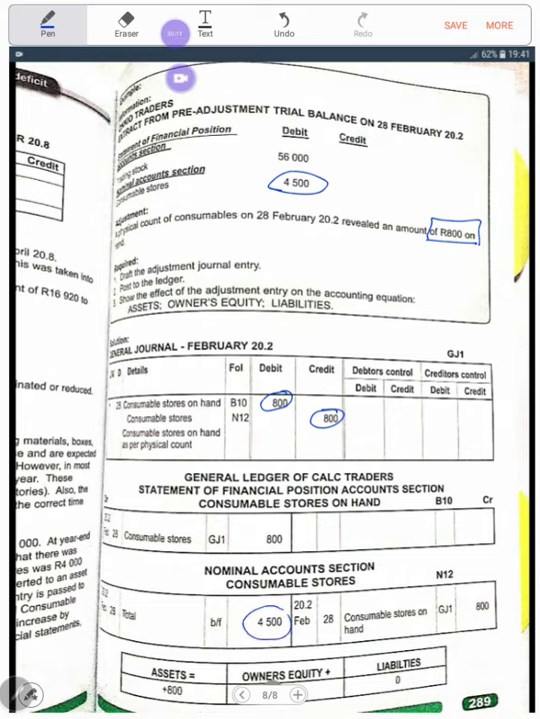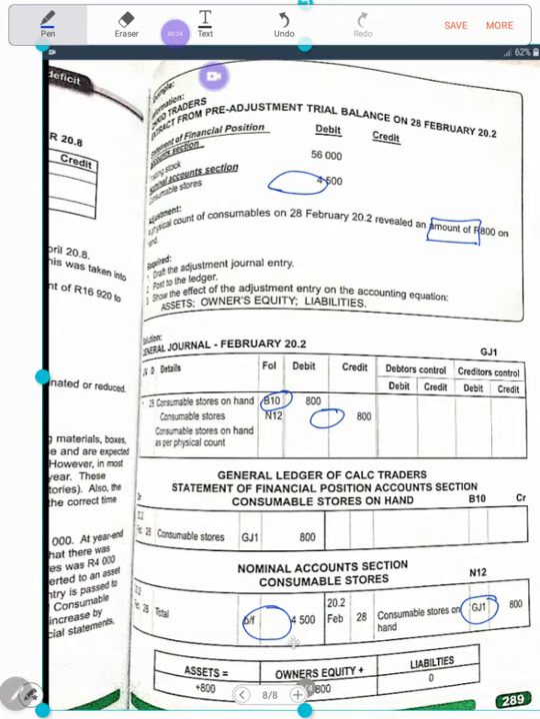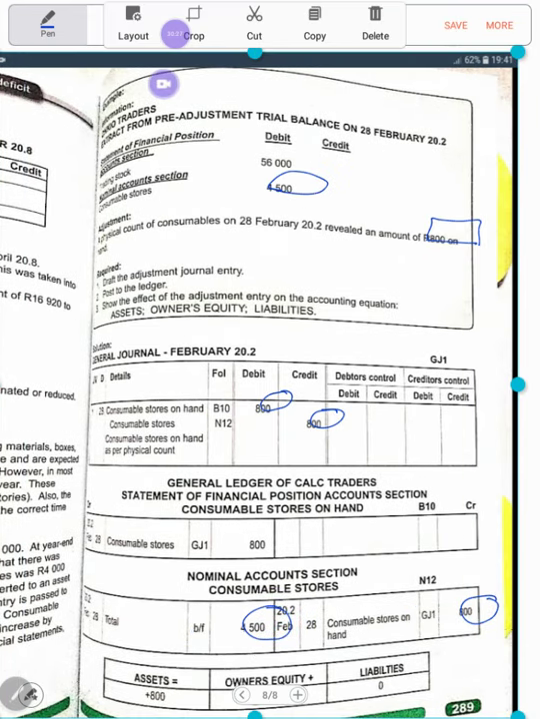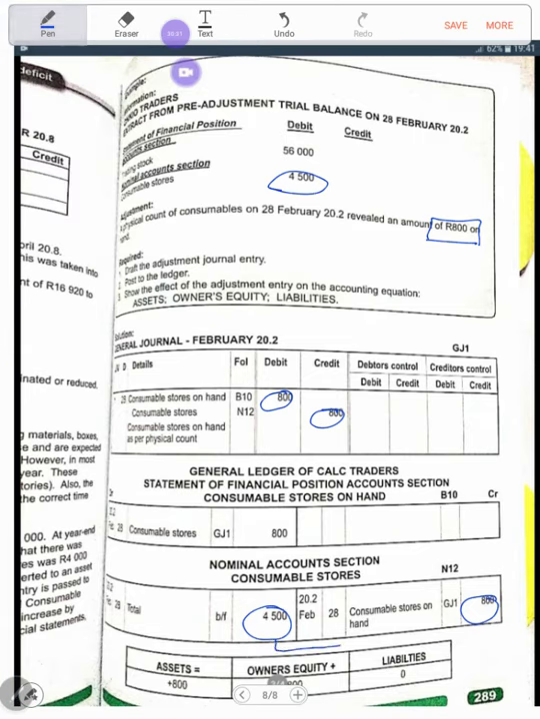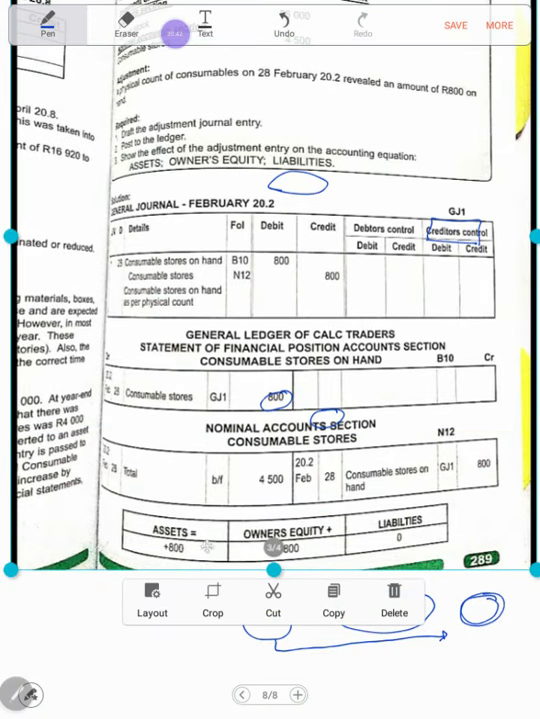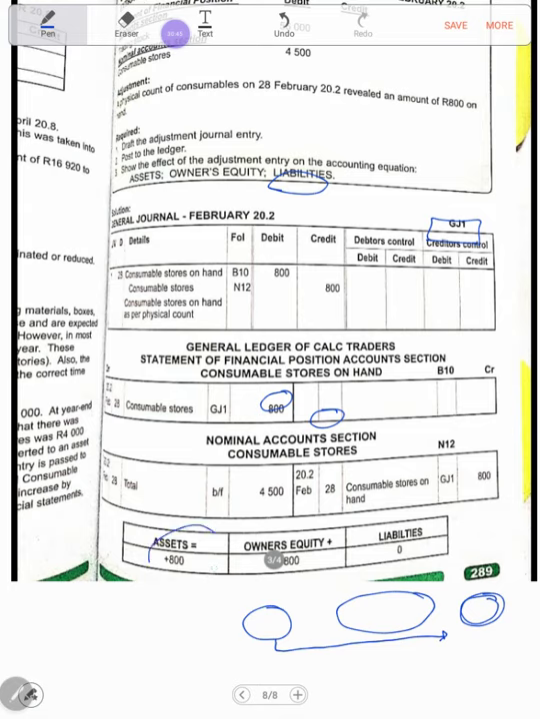Remember, we had a balance brought down of 4,500 as an expense. Of that 4,500, we never made use of 800 rand worth. So instead of recording it as an expense, I'm taking it over to my credit side, and I'm going to put consumable stores on hand, the 800 rand. The effect on the accounting equation: your assets have increased by 800 and owner's equity has increased by 800. I hope this makes sense. Please complete task 10.21. Thank you, grade 10s.